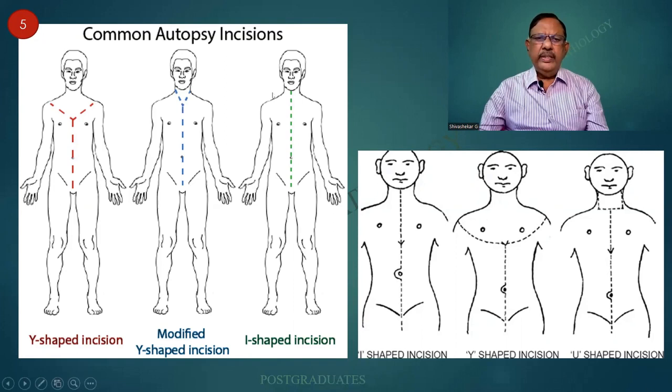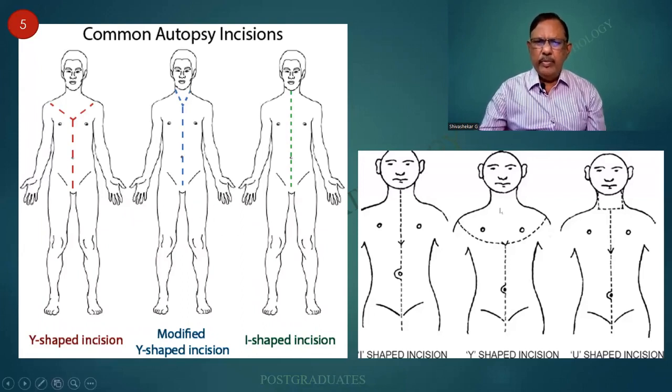This is the third and the conventional incision, the I-shaped incision, just a straight line from the symphysis menti to the symphysis pubis, avoiding or circumventing the umbilicus. So these are three different things. Now, why should you have so many different types of incisions?